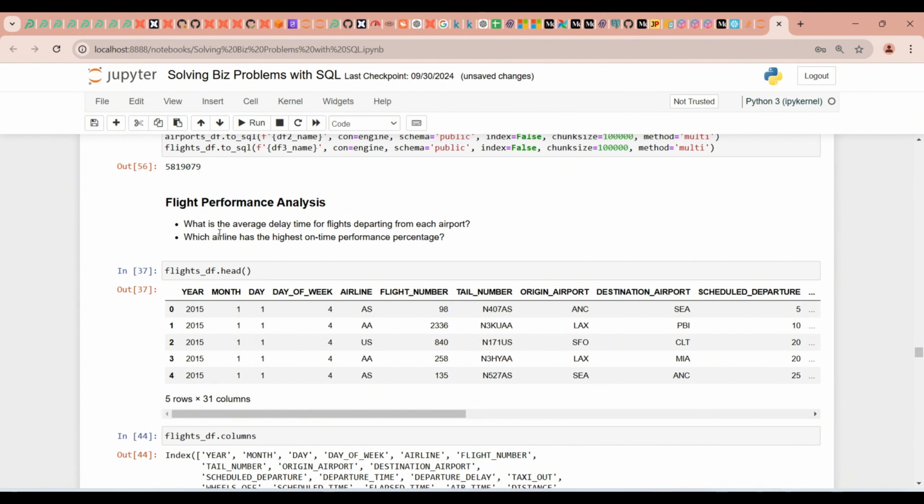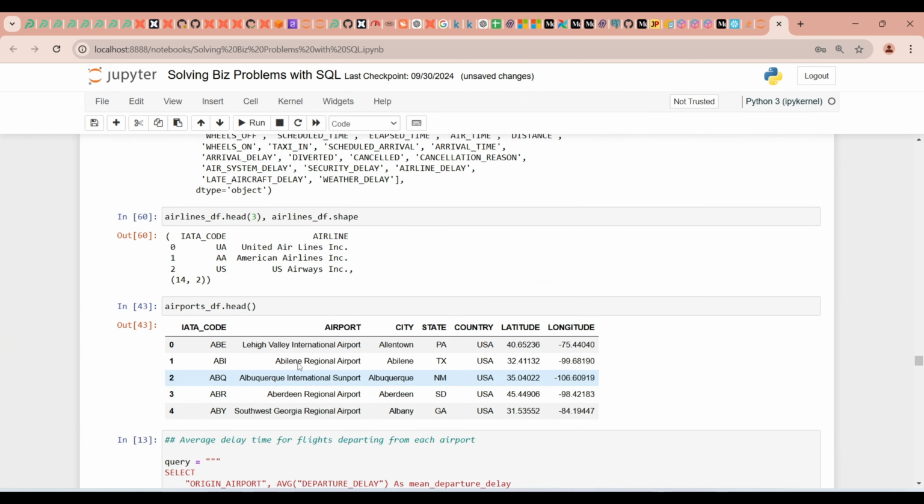The questions here are: what is the average delay time for flights departing from each airport? And second: which airline has the highest on-time performance percentage? For this, the flight facts table is going to be used to answer both of them. However, to get the name of the airline, you have to join with the airline dimension table. So let's just get into it.